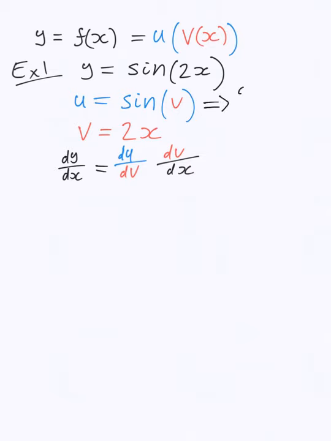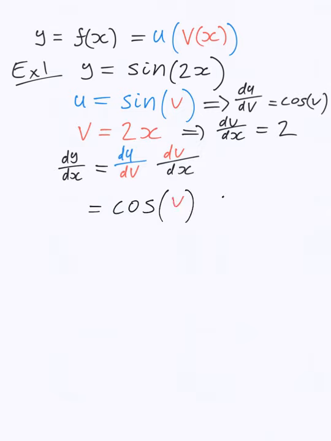So, du dv is going to be cosine of v. The derivative of sine is cosine, and we differentiate with respect to v, so with respect to what's inside those brackets. The derivative of v with respect to x is just 2. So our answer is going to be du dv, which is cosine of v, times dv dx, which is 2. And then we substitute in what we know v is, which is just 2x. And we put the 2 in front, and there's our answer. dy dx is equal to 2 times cosine of 2x.